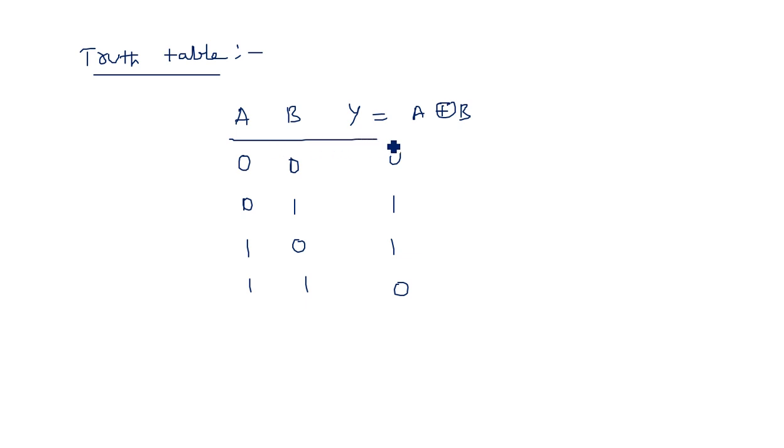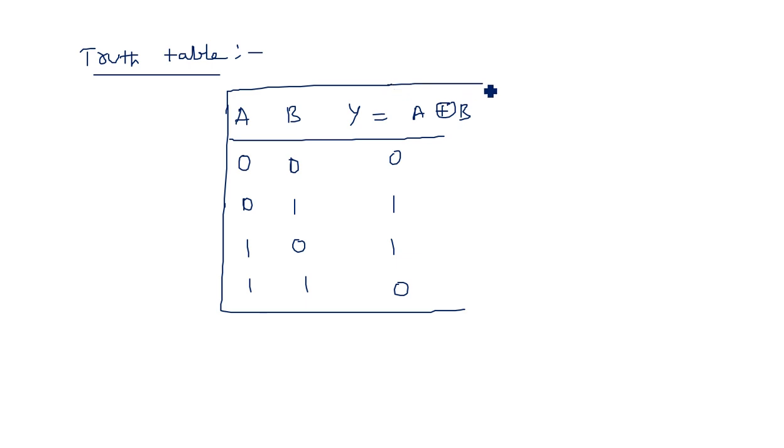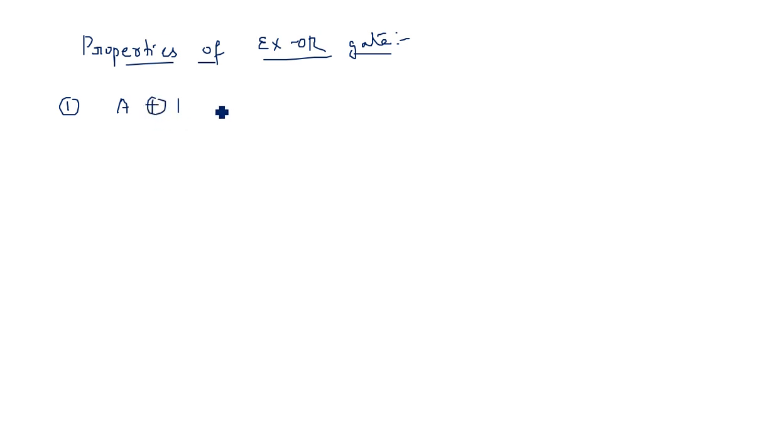Now, let us see how this XOR gate can be used to implement different properties of logic gates. Properties of the XOR gate. First property: A XOR 1 is equal to A bar.